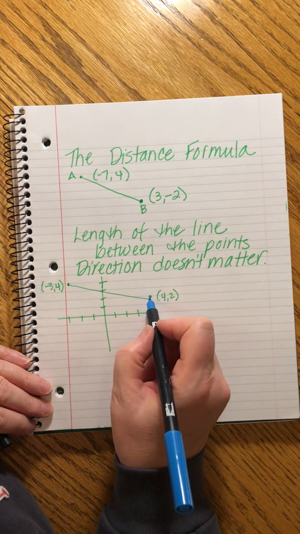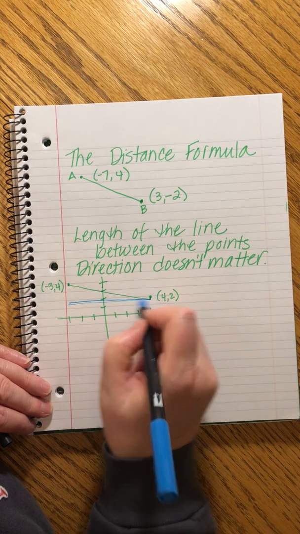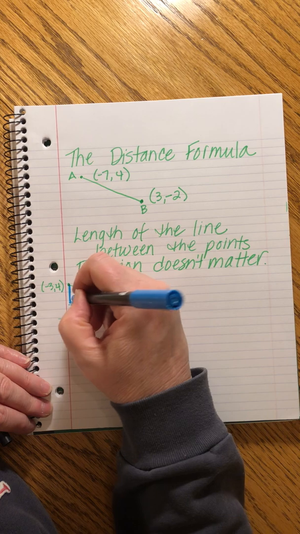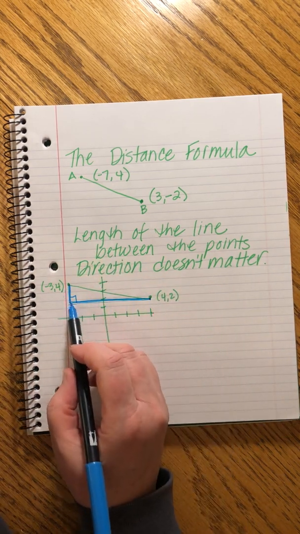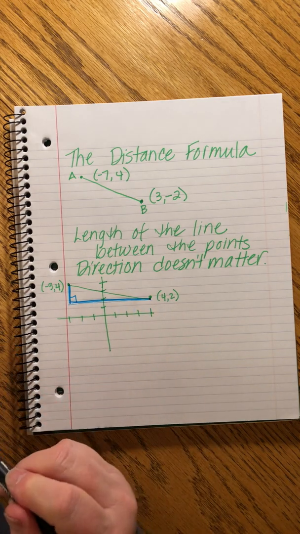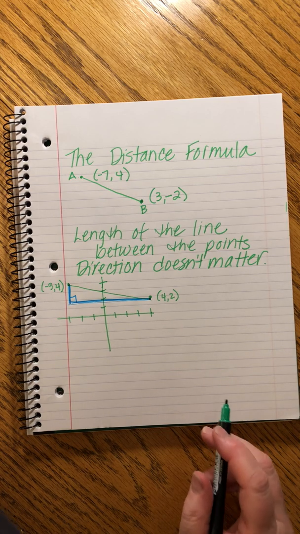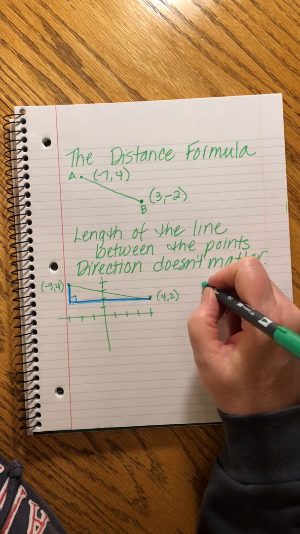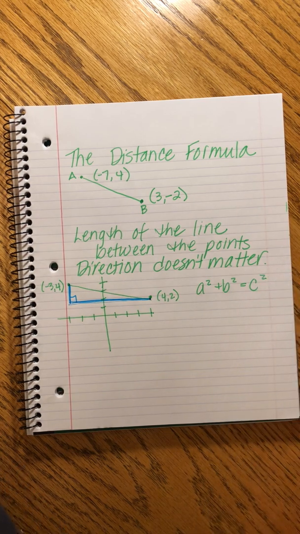Let's imagine that we draw, oh, my picture's so off here. We are drawing a right triangle that connects those 2 points into a right triangle. And you know what the cool thing about right triangles is? We can use the Pythagorean theorem to solve for the lengths, right?